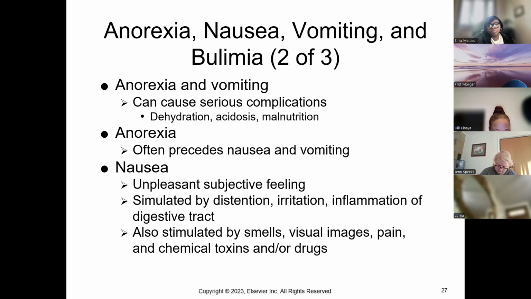Anorexia will usually happen before nausea and vomiting. Vomiting is also considered a defense in the body. It helps remove anything that's noxious or undesirable in the body. In addition, anorexia and vomiting can cause serious complications like dehydration, acidosis, and malnutrition. Nausea is an unpleasant subjective feeling, and it can be stimulated by distension, irritation, or inflammation in the digestive tract. It's also stimulated by things like smells, visual images, pain, chemical toxins, and drinks.